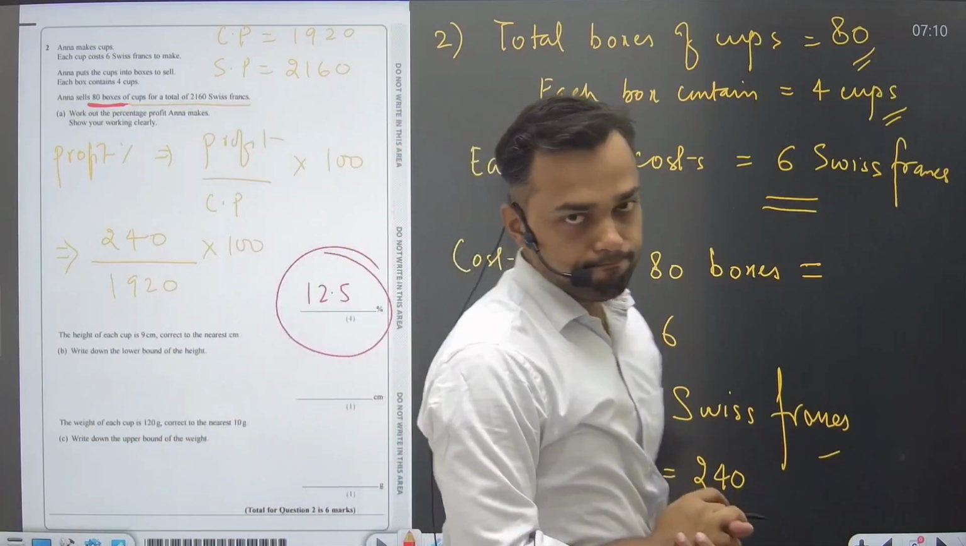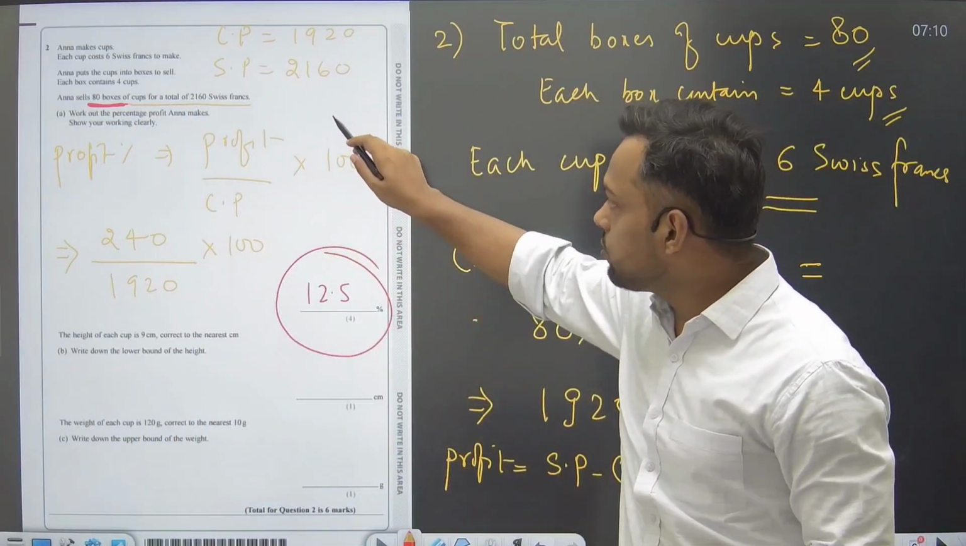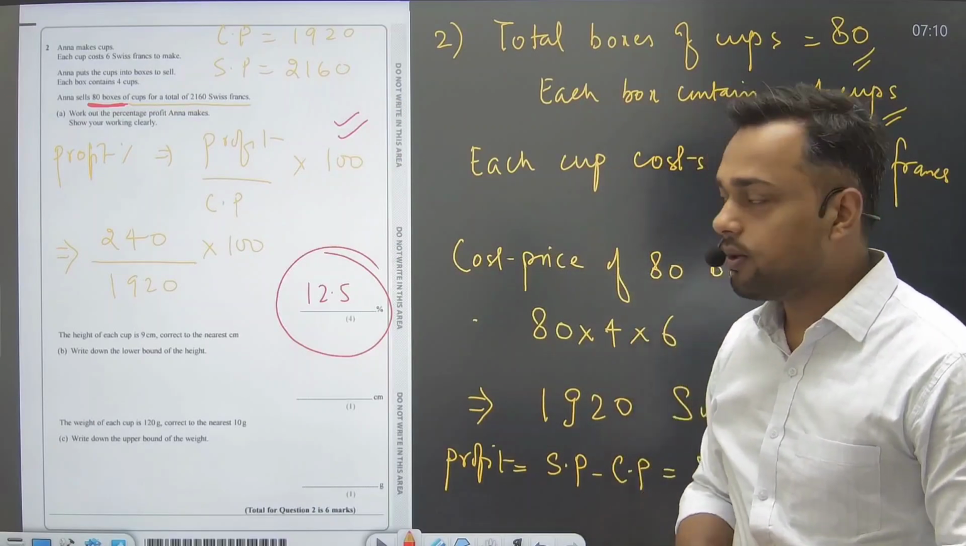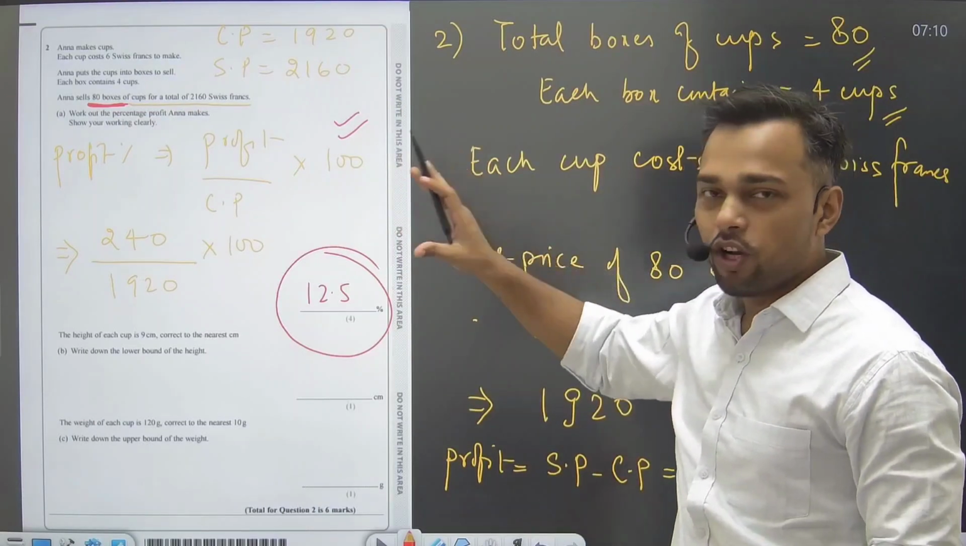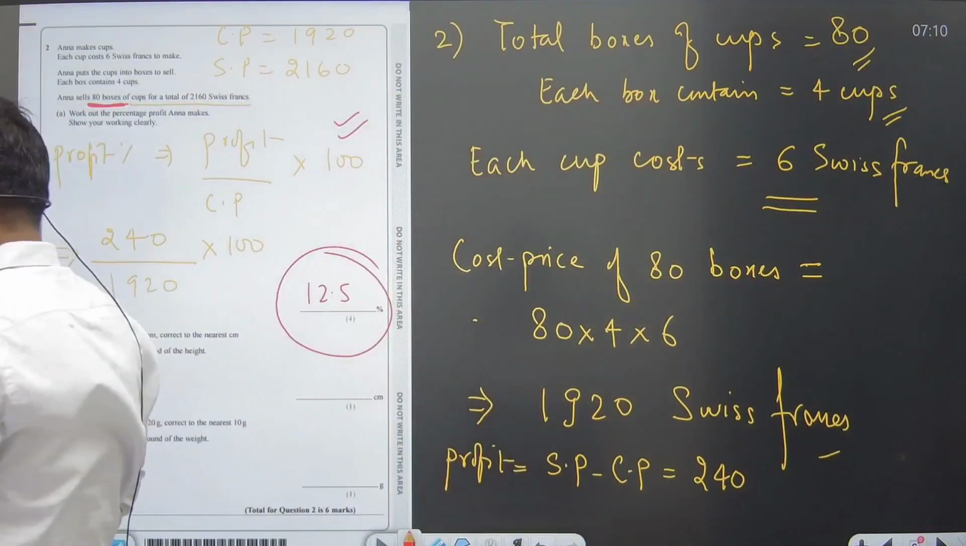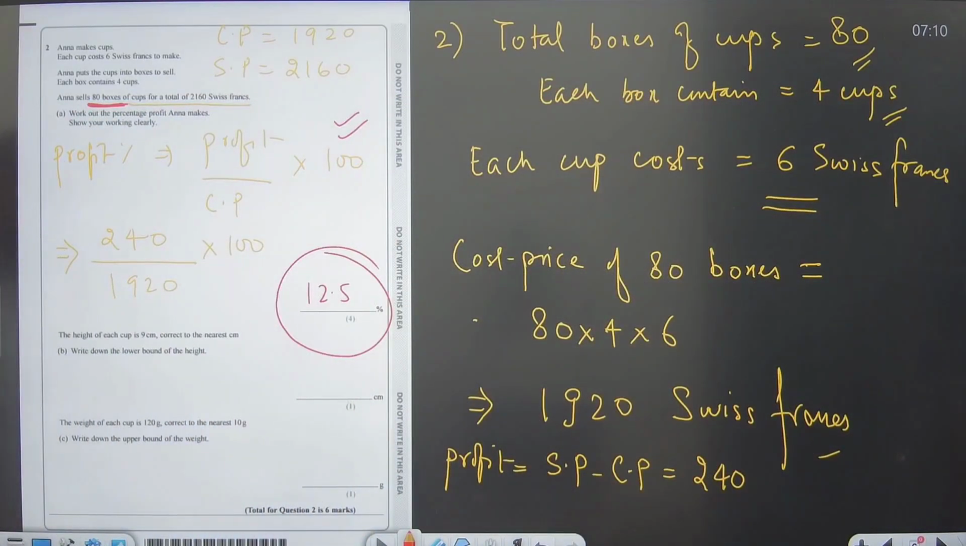Okay, this formula is mentioned on the introductory pages of the question paper. You just need to memorize this formula as well in future if you require it. So profit percentage is given by profit by CP cross 100.